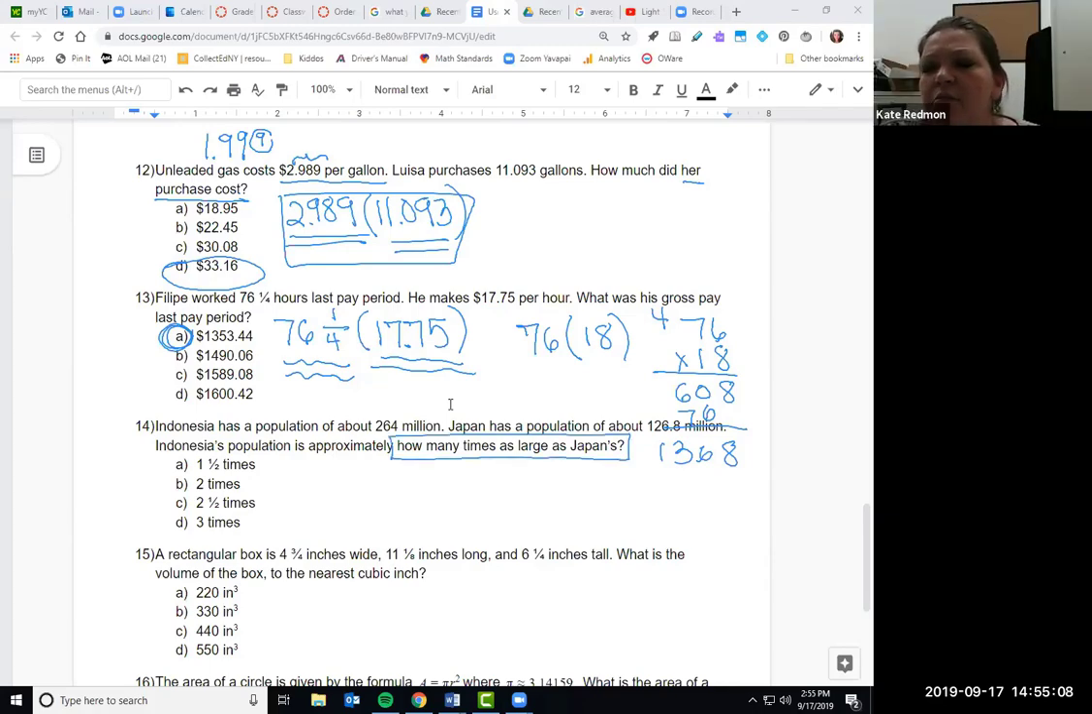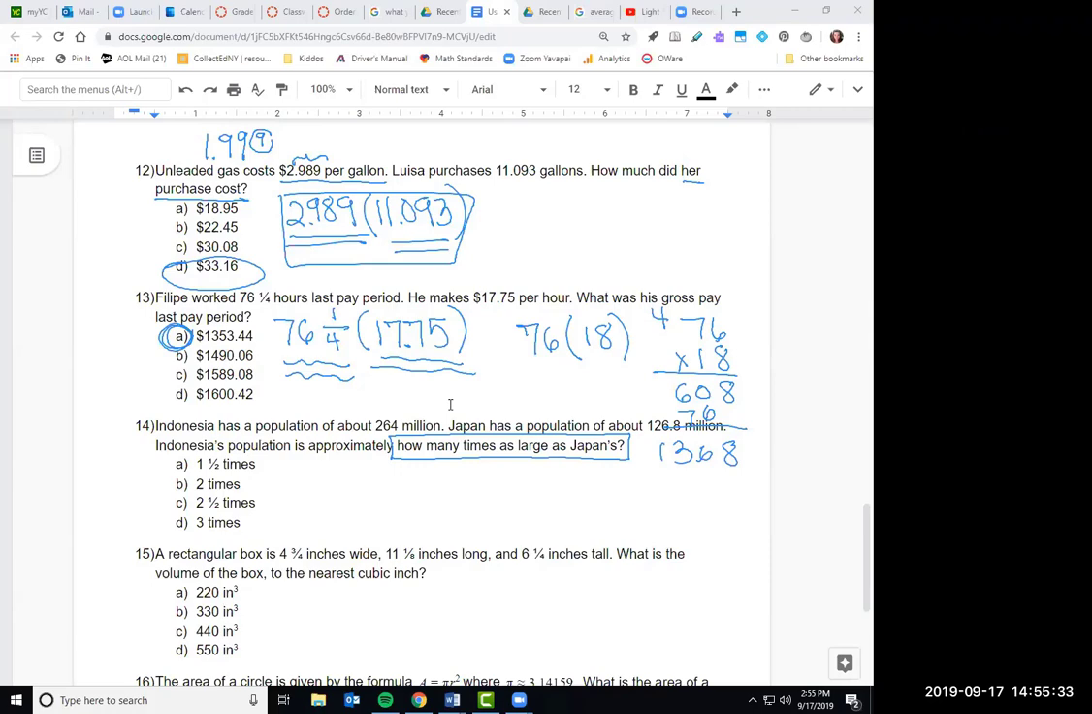Most students, when reading this problem, think that it's a difference problem and they go to subtract. But this is not a difference problem. It doesn't say how many more people are in Indonesia or what's the difference between the populations. Instead, it says how many times as large. Interesting. How many times? Anybody know what operation we should be using here?